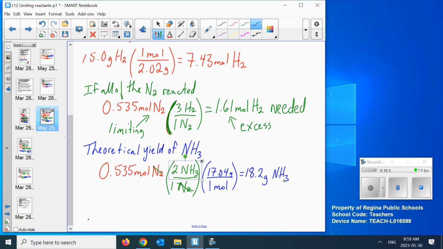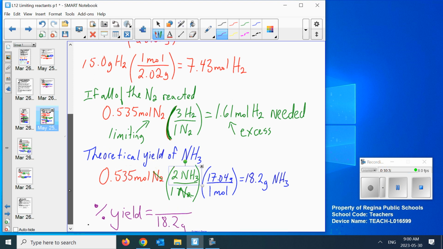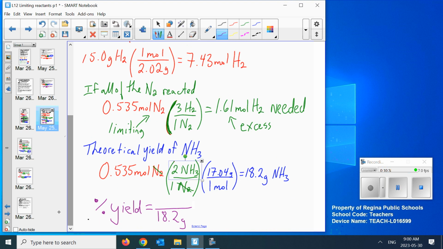Wait for a second. Did you read it? 10.5 grams. You get 57.6, so 57.6 percent yield.